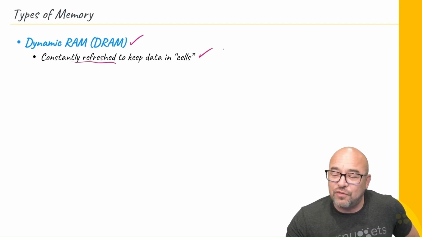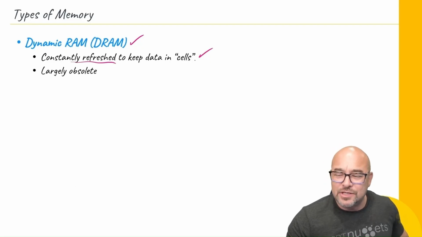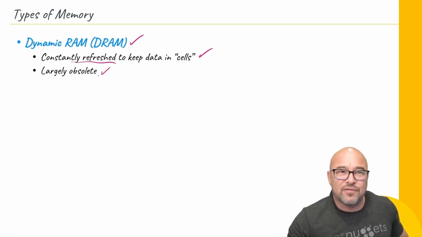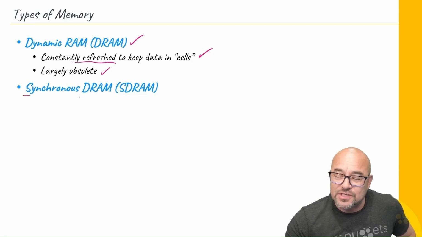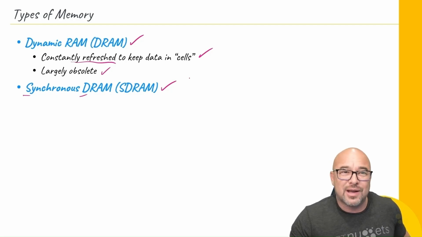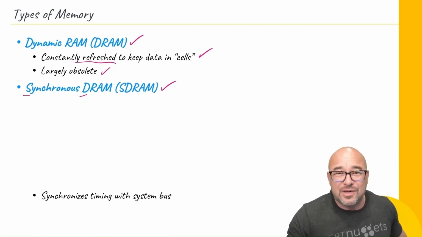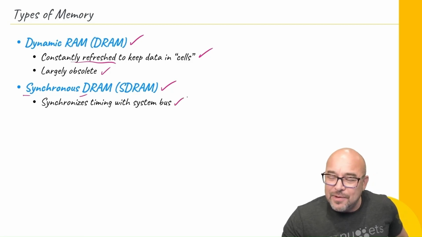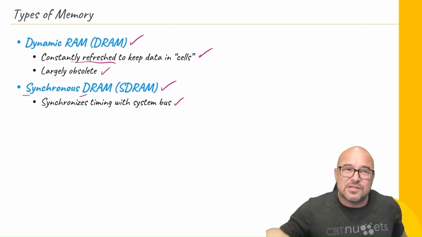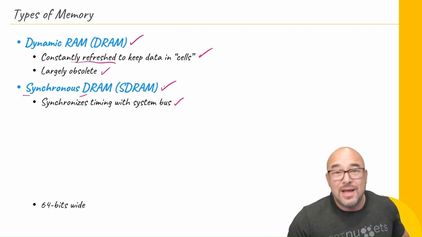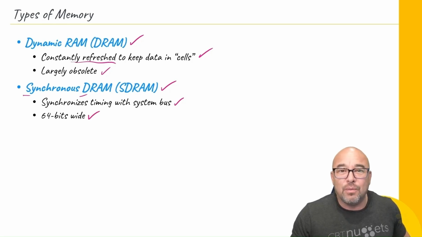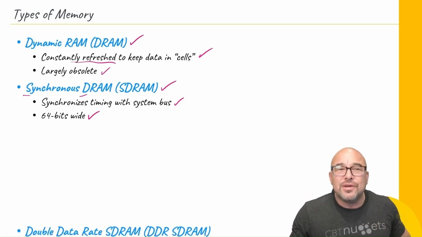So anyway, it has to be constantly refreshed to keep the data in these cells, but this is largely obsolete. I can't remember when. It seems like back in the 90s, late 90s maybe, this was starting to go off the scene. Nowadays, though, we have something different called synchronous DRAM, or SDRAM. And that's a little bit more modern, but that's also kind of getting obsolete. What happens with this, though, and here's how it's different, is that it synchronizes its timing with the system bus, so that every time data can synchronize on the system bus, it will then also read or write data to the RAM. This is 64 bits wide, and so it's able to handle kind of a 64-lane highway of data to and from that RAM.